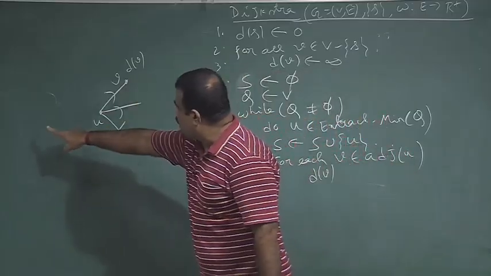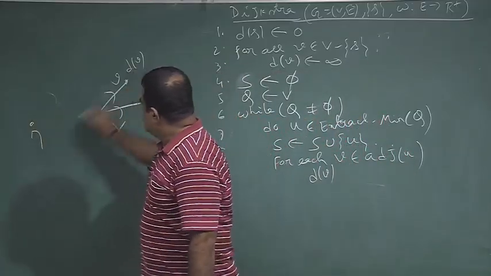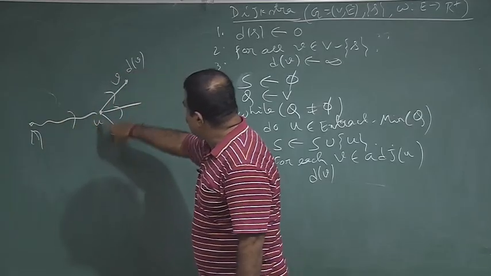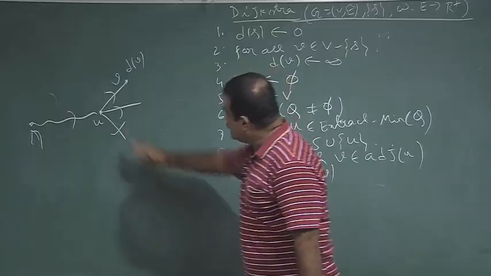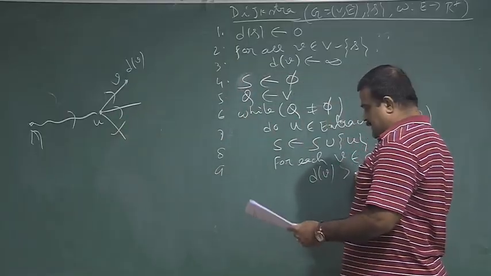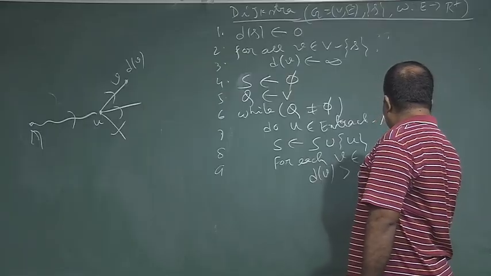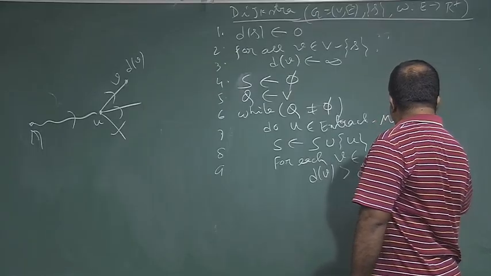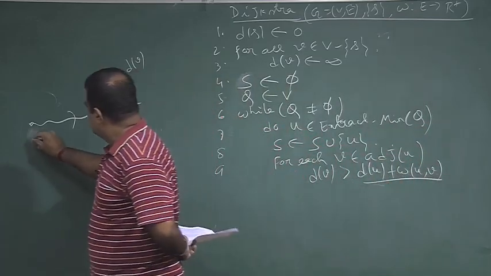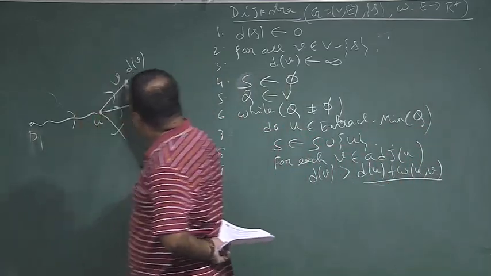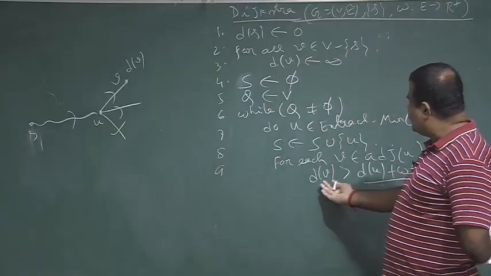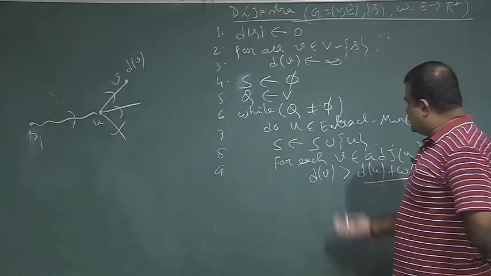So that means there is a path from S to this node. Now we got a new path. We can come from S to this node by dU, then we can take the direct path. If that is better, then we replace that by this. So if dV is greater than dU plus wUV, this is the new path. That means we can come from S, the source node, to U, then take this direct path. If that gives us a better distance estimate than the earlier, then we should replace that.